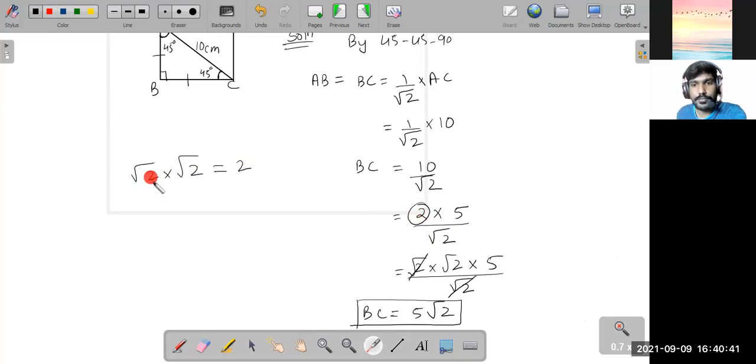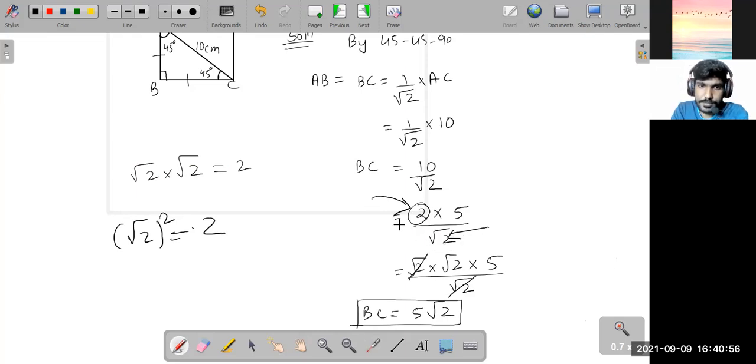You can make 2 into root 2 multiplied by root 2, but you can't make root 2 into 2, because root 2 squared is 2. So this 2 I have replaced, not root 2. Got it?